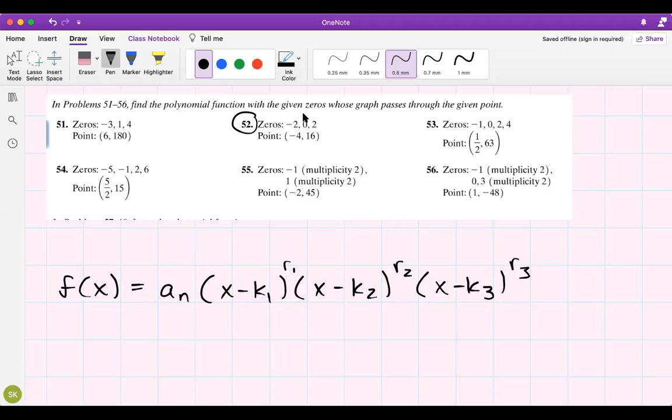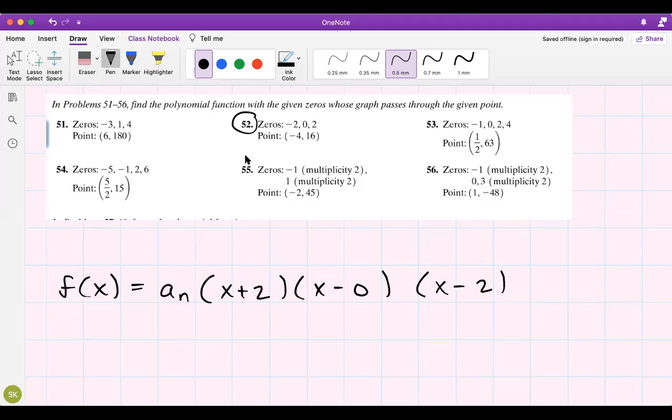It just says find the polynomial with these given zeros that passes through this given point. So we can actually choose the multiplicities we want, and the easiest thing to choose is to make them all 1. Now you can make them whatever you want. You can make a 3, a 7, and an 8, because we're not restricted. And k1, k2, and k3 are going to be +2, -0, and -2. I'm just plugging in the zeros here.